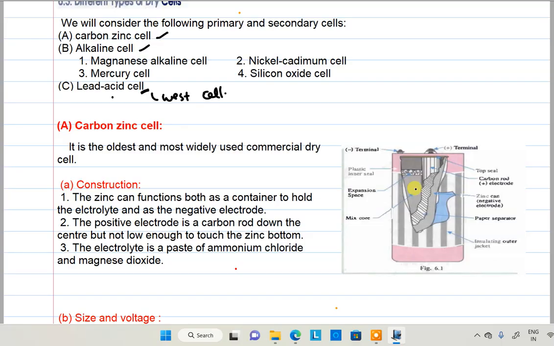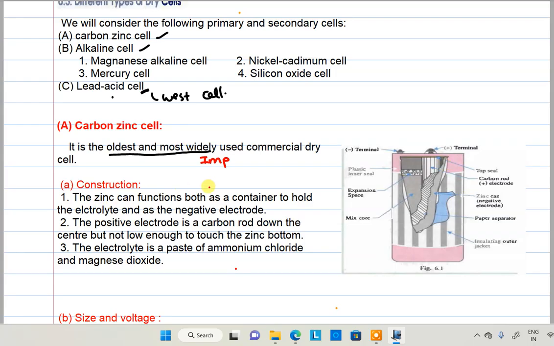Now we are moving to the carbon zinc cell. The carbon zinc cell is the oldest and most widely used cell. In the examination in the previous year, one of the questions was: what is the oldest dry cell? It is the carbon zinc cell.